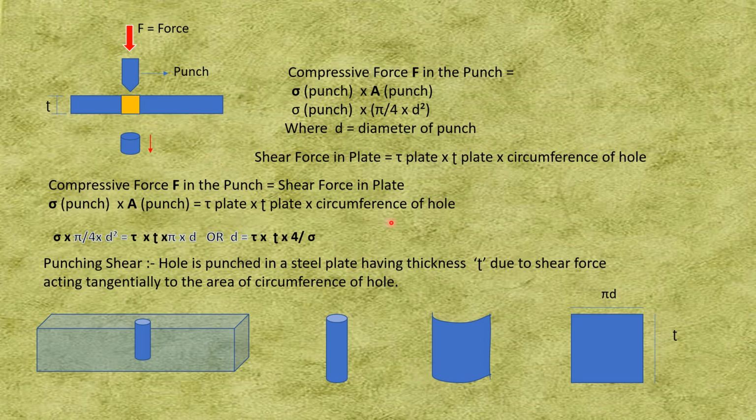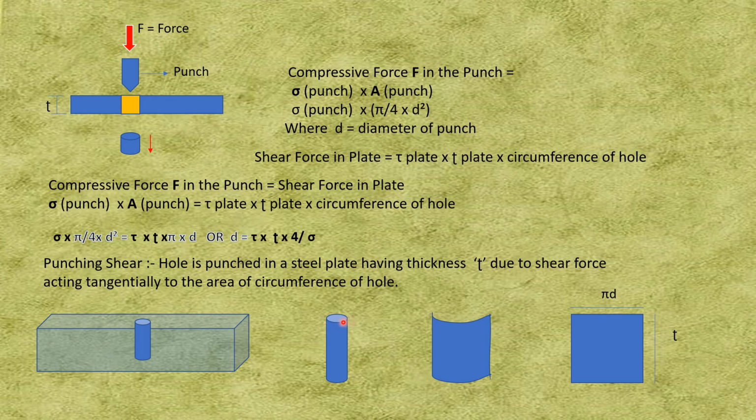And what is the area under shear for the plate? The shear force in the plate will be equal to tau, that is the shear stress of the plate, into the area. This is the thickness of the plate, and the force is acting parallel to this thickness, so the area under shear will be the thickness of the plate into the circumference of the hole. Here I am showing that this is the plate and this is the circular area which is cut.